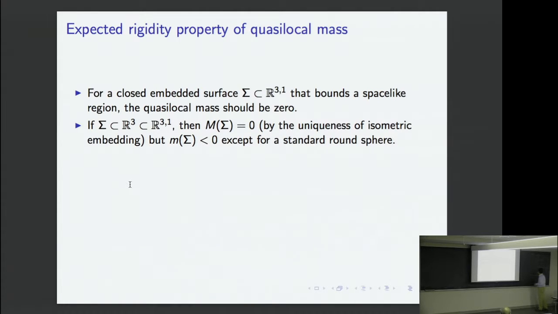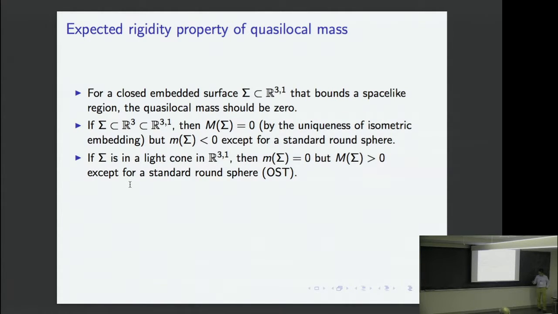On the other hand, if you look at the light cone in Minkowski space, and you take another surface that encloses the vertex, again this is a simple calculation, and you check that the Hawking-Geroch mass is always equal to 0. However, the Brown-York Liu-Yau mass is always strictly positive, unless it is a round sphere. So this is actually very interesting if you look at these two definitions with respect to these two different kinds of configuration.